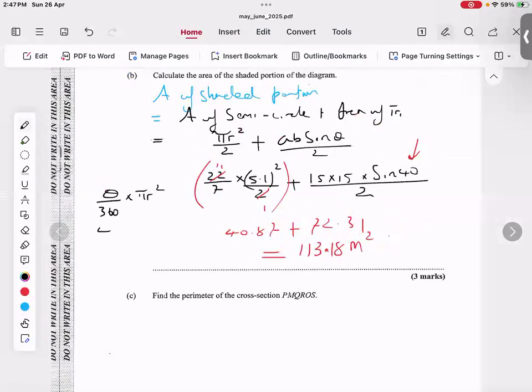So watch. The angle is 40.6 over 360. Pi is 22 over 7. And the radius is 5.1. Square it. Work out all of that for me, please, and tell me what you get. Tell me if you get 113.18. We could have done this in one line. But it's just critical thinking.